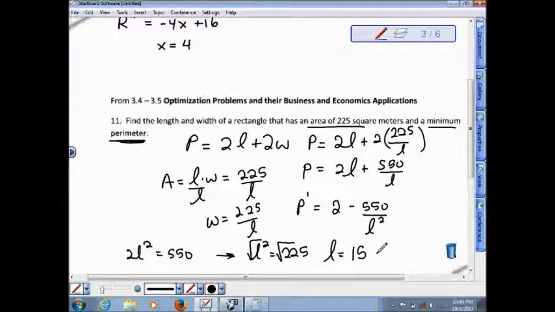Now we do have to check that this actually is a minimum value here and not a maximum. So using a quick little first derivative test, 15, we test points in each interval on either side of 15. So if we plug in a 14 over here for L, 14 squared is 196. Now 550 divided by 196 is a little bit more than 2. If you take that from 2, you end up with a negative value. Now 16 squared, let's see, 16 times 16.